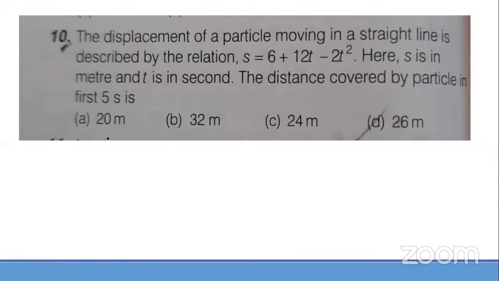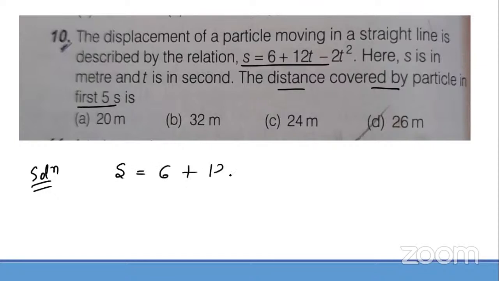The displacement of the particle moving in a straight line is given by the relation. Very good. It's easy. It's integration. We can just see and answer it. The distance covered by the particle in first 5 seconds. Very easy, students. Displacement equation is given. I'm just directly solving a solution. S equals to 6 plus 12t minus 2t square. Distance covered of the particle in 5 seconds.